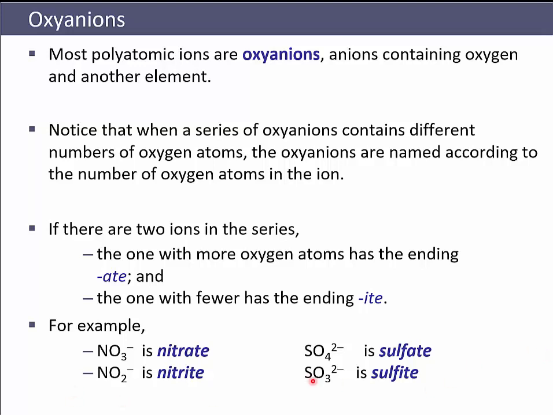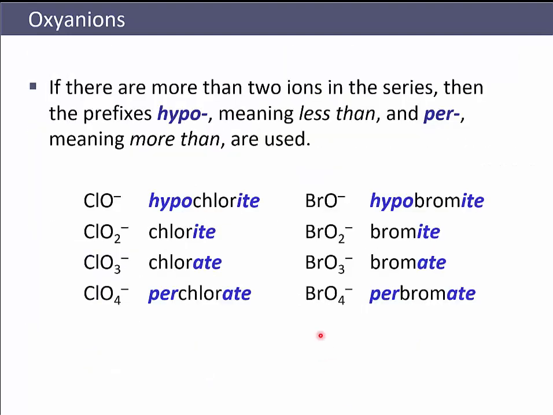Notice that when a series of oxoanions contains different numbers of oxygen, the oxoanions are named according to the number of oxygen atoms in the ion. The one with more oxygen, that's the ate. The one with fewer becomes the ite. If you've got some that have up to four different oxygens, then if there's more than 2, you're going to use prefixes: hypo, meaning less than, like a hypodermic needle, and per, like hyperactive, meaning more than.